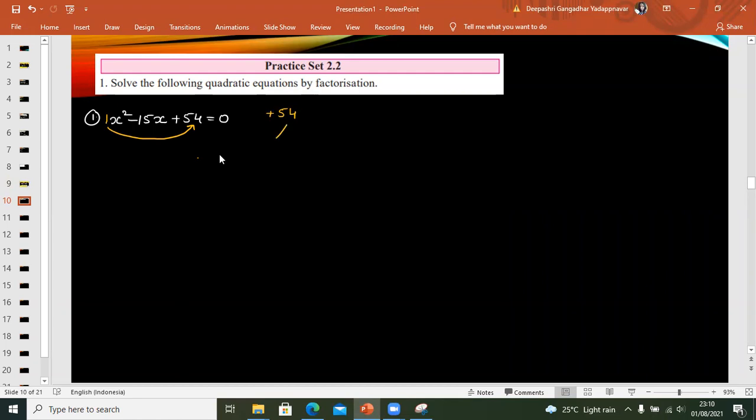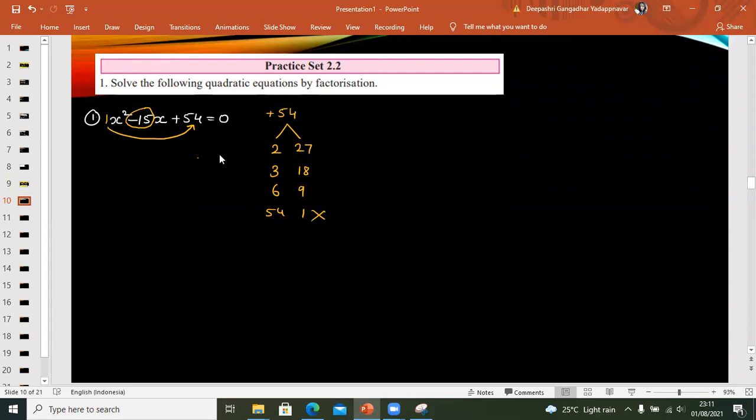Now check which two numbers, when you multiply, you get 54. When you multiply 2 and 27, you get 54. When you multiply 3 and 18, also you get 54. When you multiply 6 and 9, you get 54, and 54 by 1. Out of these four options, one option will be correct. Now you have to check which option will give you, by addition or subtraction, negative 15. 54 plus 1 is not 15. 54 minus 1 is also not 15. So this option is cancelled.